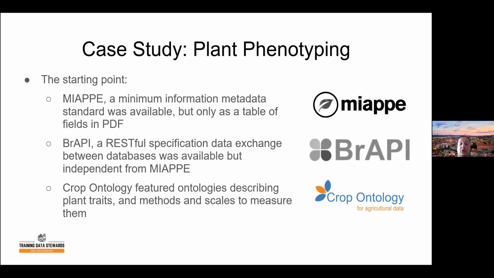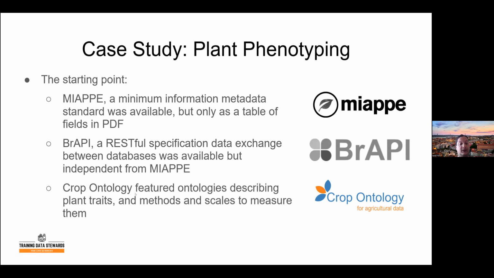On the other hand, the community also had BRAPI, which was a web service specification that enabled data exchange between databases. But this was developed independently from MIAPPE, and so they were completely independent resources that even had differences in terminology between them. So we wanted to encourage the community to abide by a standard, but then we wanted databases to communicate using a different standard that was completely unrelated.